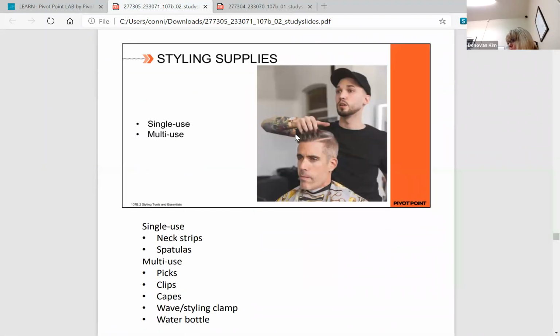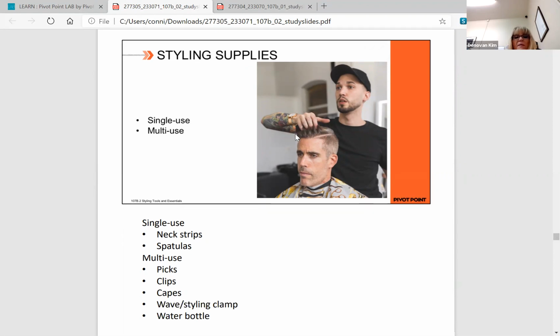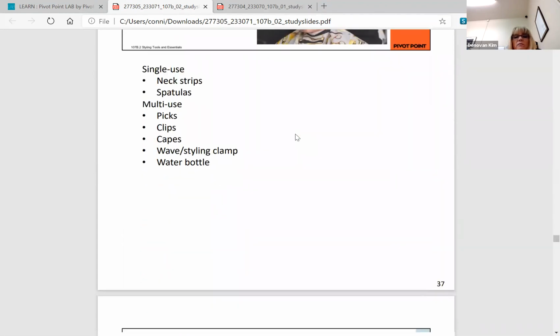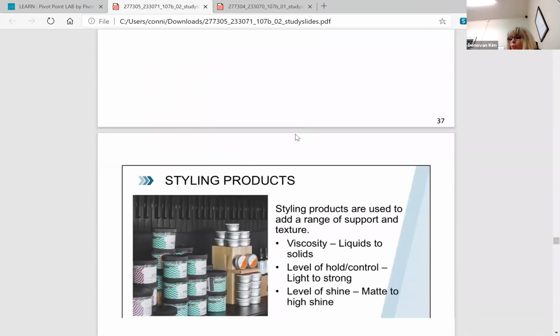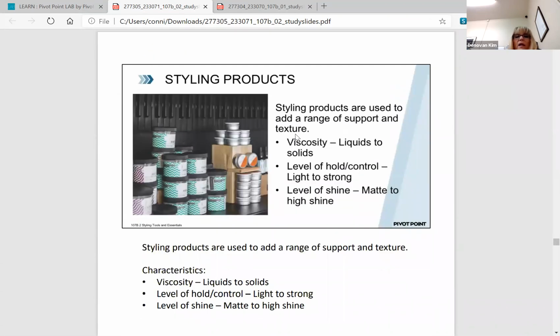So when you get ready to do someone's hair, we're going to have all kinds of different supplies that we're going to need to use. Like the neck strip and spatulas, those are all single use things. You have to throw them away. Things that you can disinfect are your picks, clips, capes, water bottle, clamp. Products are a big thing.